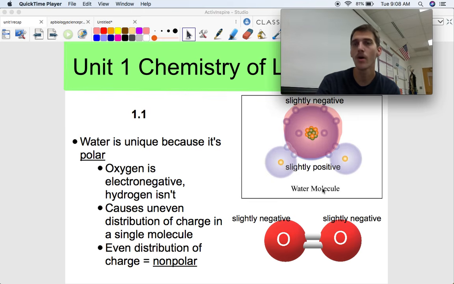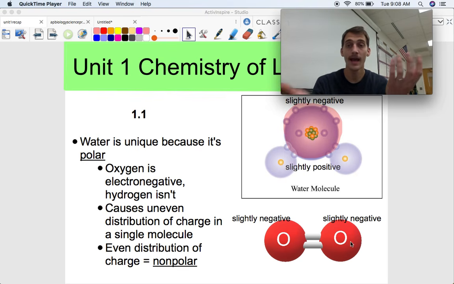Okay, and because water is polar, it can do some stuff that nonpolar molecules can't. So what is a nonpolar molecule? Like this one, oxygen gas, where there's an even distribution of charge. Okay, oxygen is slightly negative, and so is this other oxygen. And there's an even distribution of charge in that molecule, hence why it is called nonpolar.